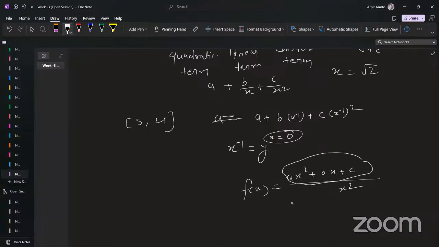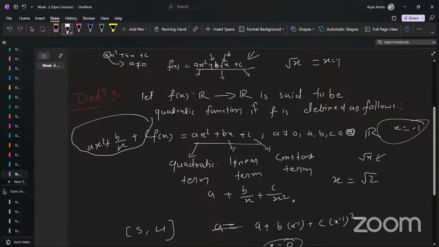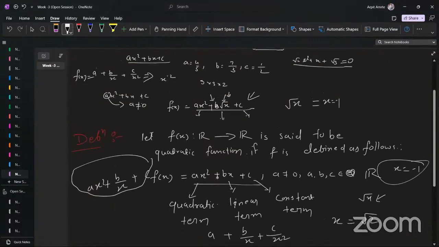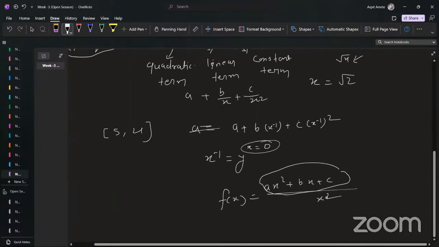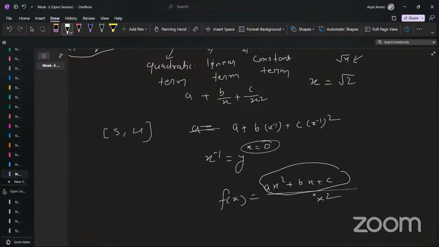Why is it not? Because we cannot see this function like this. Here there is no denominator term, right? And one more thing, here we are allowing x equals 0, but here we are not allowing x equals 0. Otherwise, this function will not be defined.